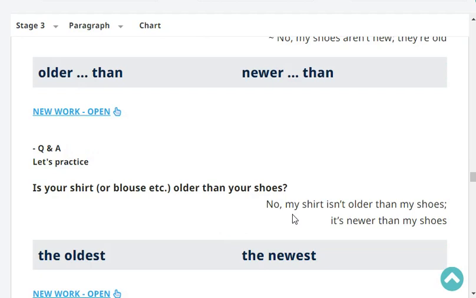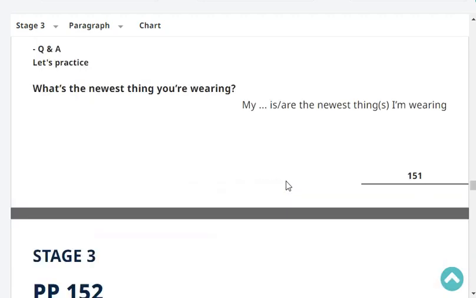Very good. Is your shirt older than your shoes? No, my shirt isn't older than my shoes. It's newer than my shoes. Very good. What's the newest thing you're wearing? My socks are the newest thing I'm wearing. Very good. One more. My socks are the newest things I'm wearing. Very good.